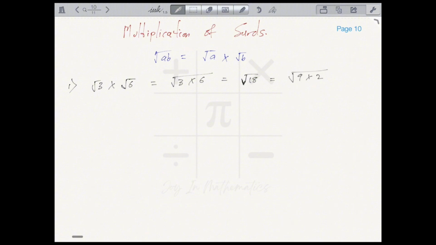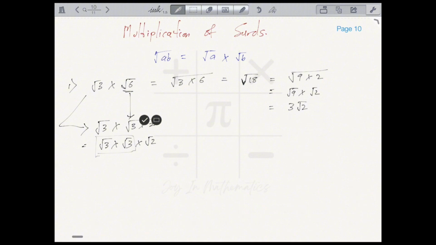This will be 9 multiplied by 2, and this will give us root 9 multiplied by root 2, and this will give us 3 root 2. In the same vein, let's solve it differently. We have root 3 multiplied by root 6. Now this root 6 in itself can be written as root 3 times 2. Therefore this will give us root 3 multiplied by root 3 multiplied by root 2. Now root 3 multiplied by root 3 is 3. So this will give us 3 root 2.